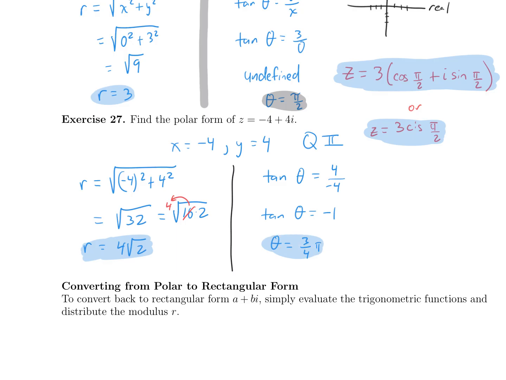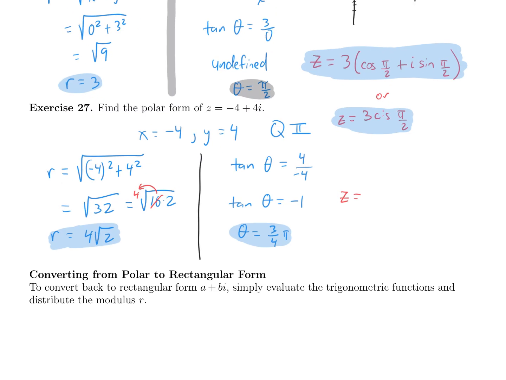Once you have the modulus and the argument, now you can go ahead and write your final polar form version of that complex number. So r, which is 4 radical 2, cosine 3/4 pi plus i sine 3/4 pi. And of course, you're welcome to use the abbreviated version if you like that better. Okay, let's continue.